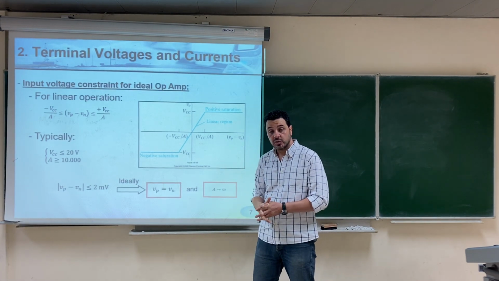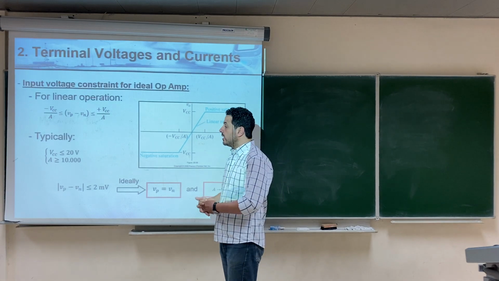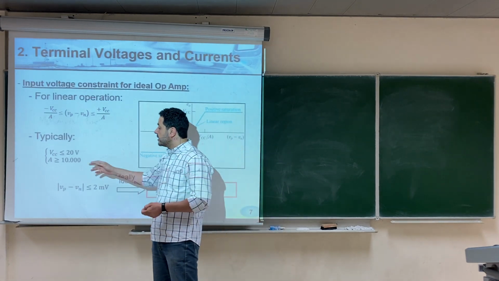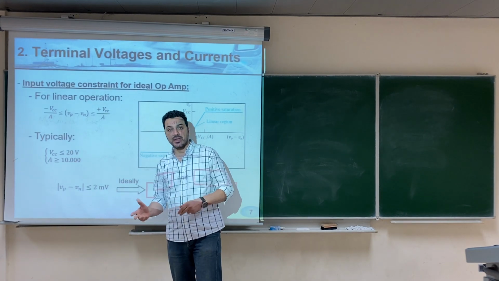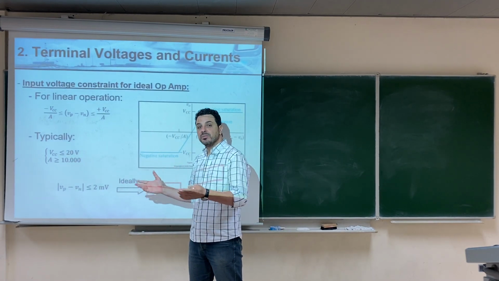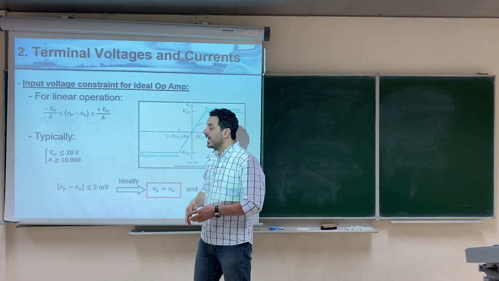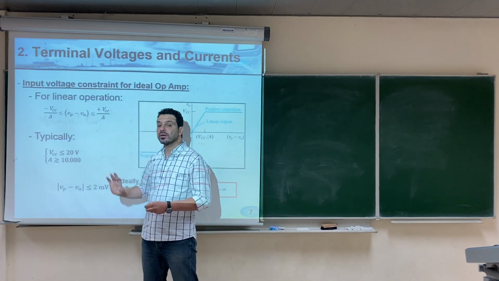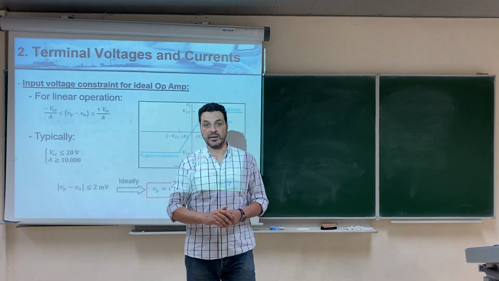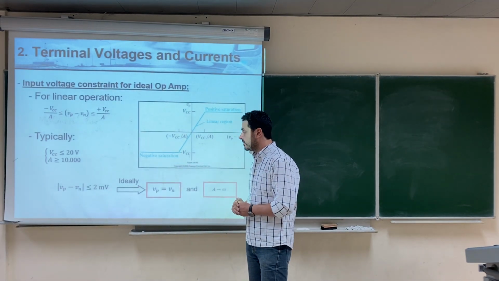Practically speaking, if you look at the practical op-amp, you will see that usually VCC is in the range of 20 volt. Sometimes it's 15, sometimes it's 10. Maximum, usually we use 20 volt. And the open loop gain of the op-amp, usually it's much greater than 10,000. It's greater than 10,000. This means what?